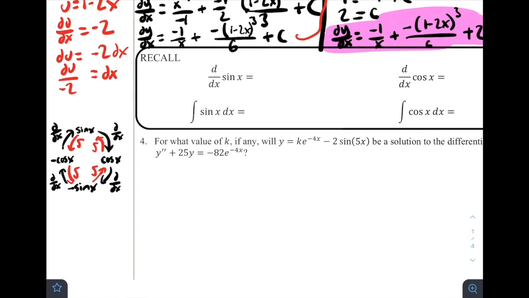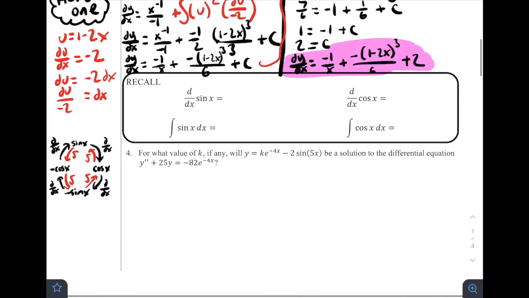So using that information, let's recall. We know that the derivative of sine is cosine of x. We also know that the derivative of cosine is negative sine of x. Again, these are derivative rules from back in chapter 2. Definitely useful to know for the AP exam.